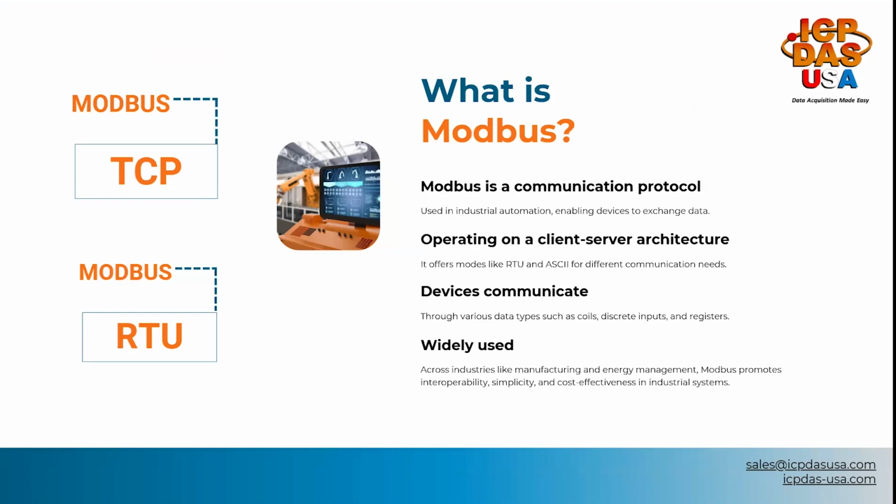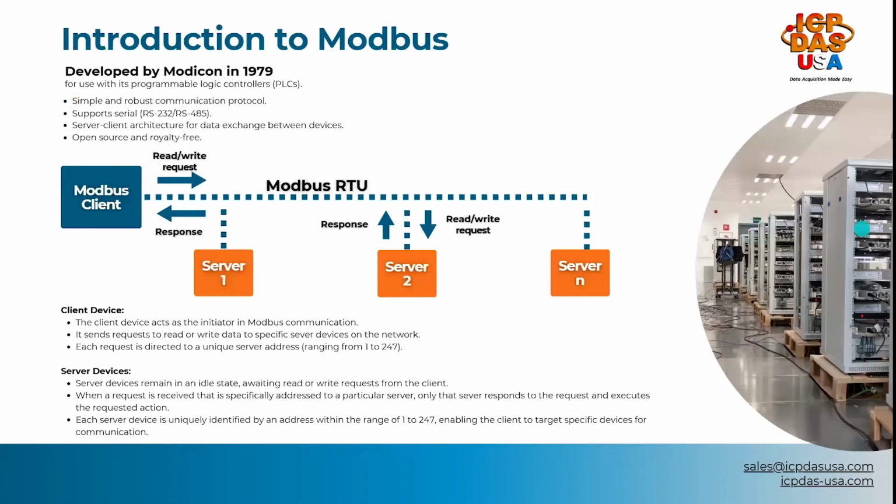While Modbus initially relied on serial communication such as RS-485 in the form of Modbus RTU, it has expanded to include Modbus TCP, which leverages Ethernet for communication. This expansion has significantly broadened Modbus reach and applicability in modern industrial environments. A key factor contributing to Modbus' enduring popularity is that it's open source and royalty-free, making it accessible and cost-effective for a wide range of applications.